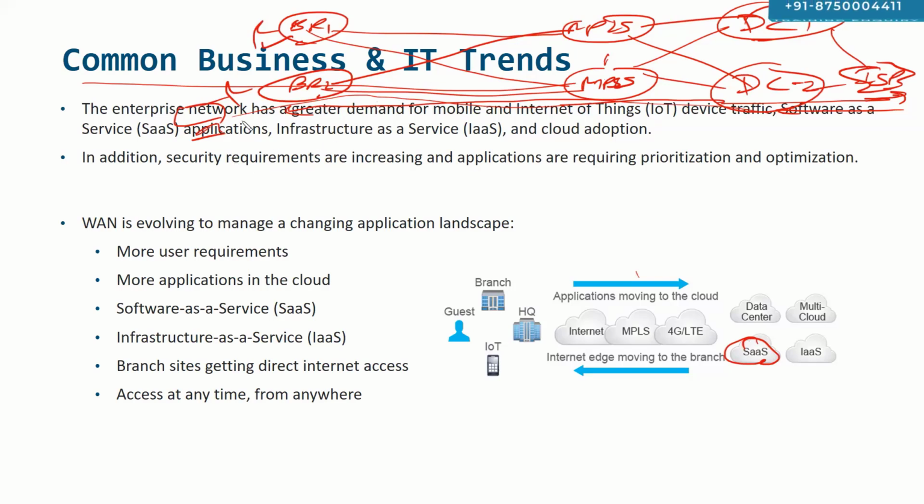Why? Because it's taking a longer time. First, you are backhauling into the DC, and then you are going to the internet. It would be better for the branch users to go over the internet directly, so that they can directly access software as a service based applications, or SaaS based applications. That's why the internet is moving towards the branch, which means that an internet connection should be available at the branch. That's one example of SaaS, but also you might have infrastructure as a service.